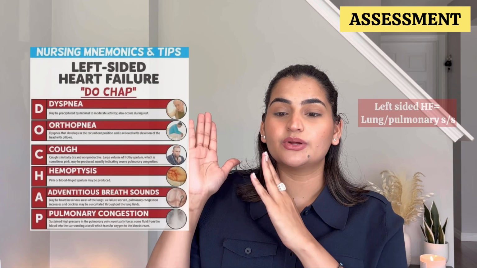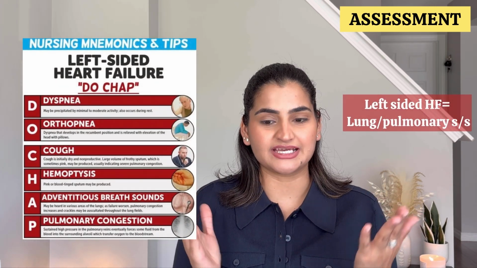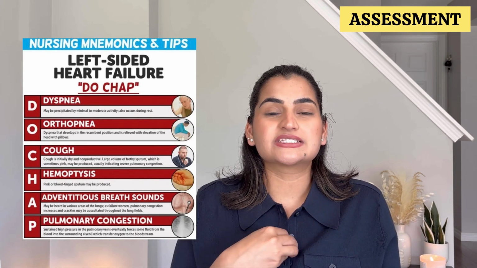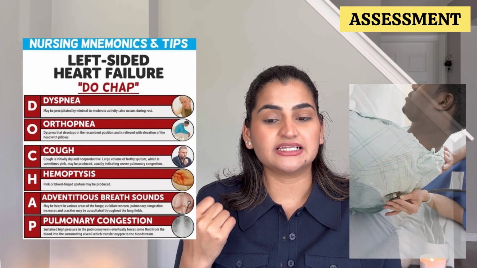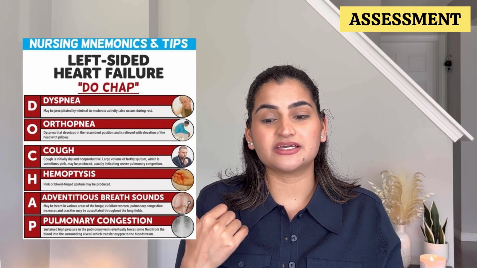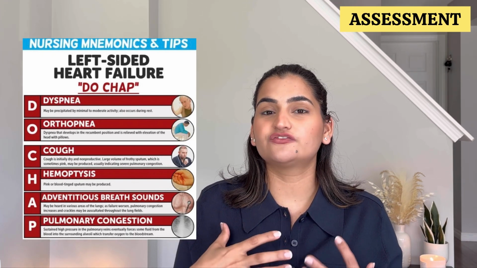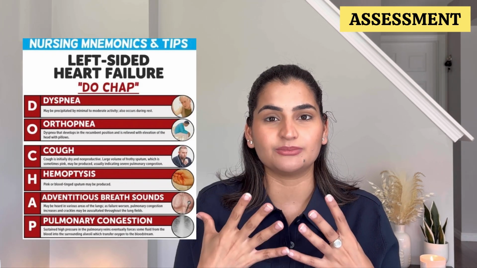Then moving on to left-sided heart failure, L for left, L for lungs, so pulmonary signs and symptoms, such as there will be signs of pulmonary congestion. On auscultating, you will feel the patient has crackles. Then there will be dyspnea, like difficulty in breathing, tachypnea, crackles in lungs. There will also be dry cough because all the fluid is accumulated in the lungs but nothing is coming out, so the cough will be dry.